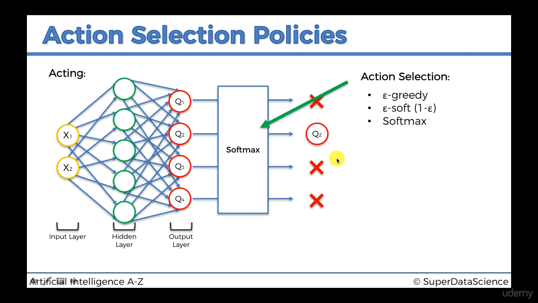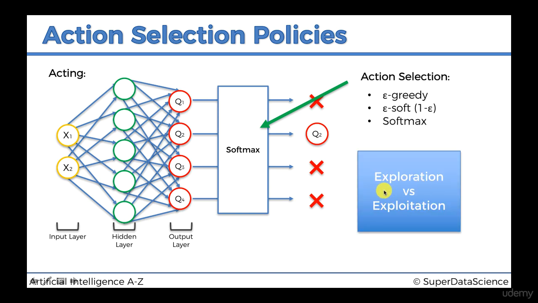For instance, the most basic one is a very simple action selection policy: just select the best, the one with the highest Q value. But why doesn't that action policy fly? And why do we have different types of action selection policies? Well, it all boils down to exploration versus exploitation.